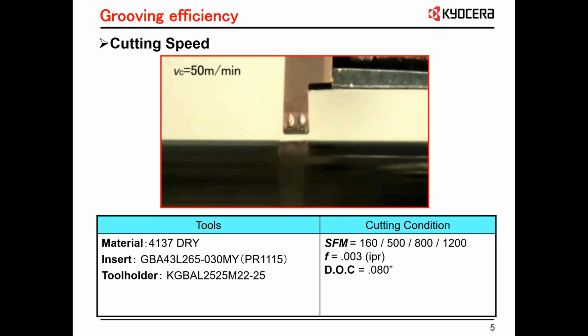In this one, the material is a 4137. We're using in this example a GBA 43 MY chip breaker. So we're going to be looking at 4 different speeds: 160 SFM, 500 SFM, 800, and 1200 SFM. The feed rate's going to be the same on all 4 at 3 thousandths inches per rev, and we're going to a depth of 80 thousandths of an inch. So we're going to look at these, and I'll comment on it after you watch all 4 of these run.